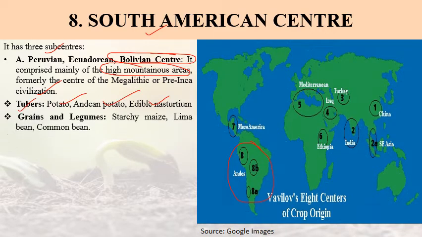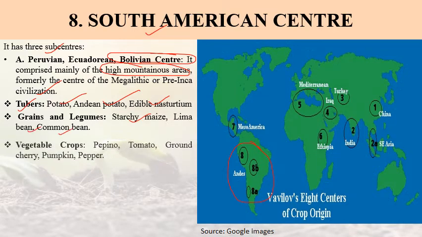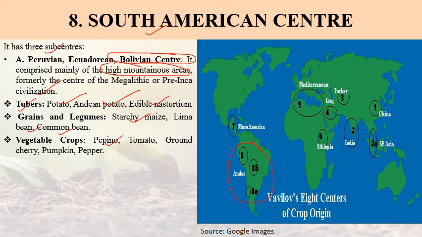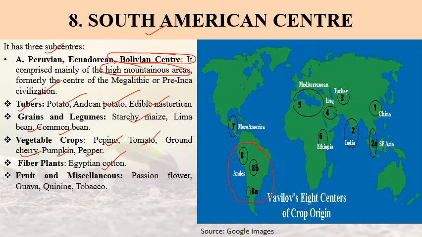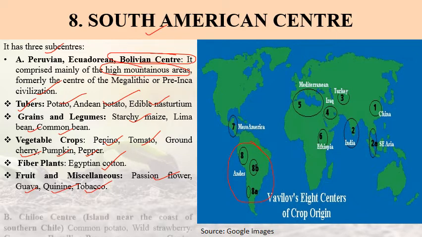Next grains and legumes जो यहाँ पे originate हुए हैं like starchy maize, lima bean, common bean. And vegetable crops include pepino, tomato, ground cherry, pumpkin, pepper. Next we have fiber plants like Egyptian cotton, which is originated in this center. Next fruit and miscellaneous plants like passion flower, guava, quinine, tobacco plants, they also originated in this center of region.